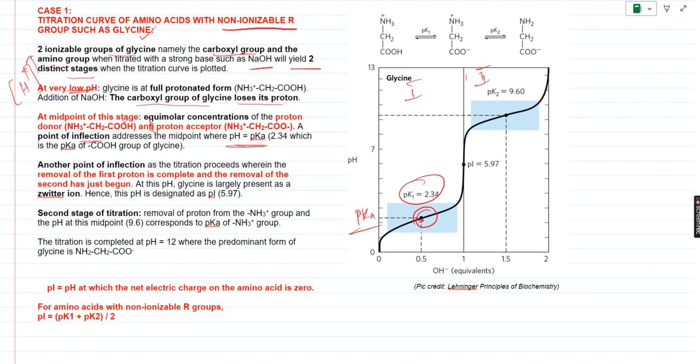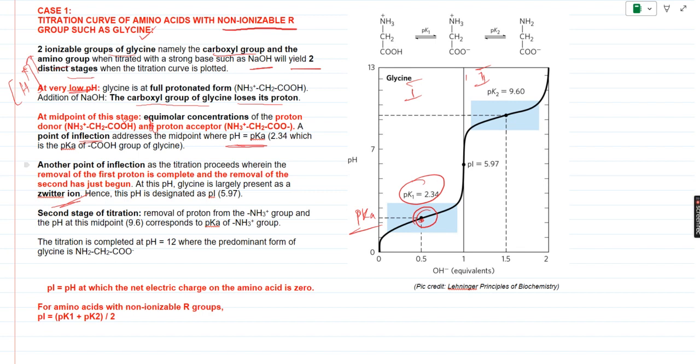For the first case, there is now going to be another point of inflection as titration proceeds, wherein the removal of the first proton, that is from the COOH group of glycine, is complete, and the removal of the second has just begun. What is the removal of the second proton? It's going to be the H from the NH3 plus. This would have just begun. At this pH, glycine is largely present as a Zwitter ion because there is COO minus already existing, and now this H plus has just started to be removed. So the predominant form is going to be NH3 plus CH2COO minus.